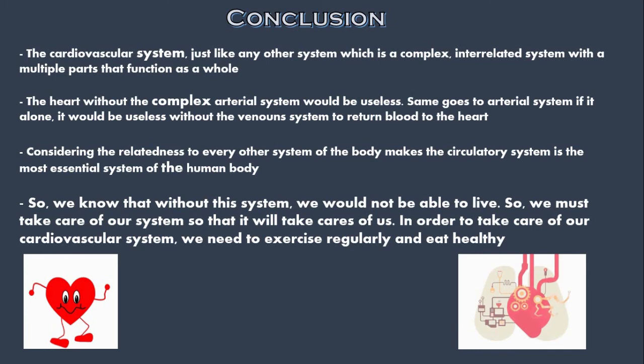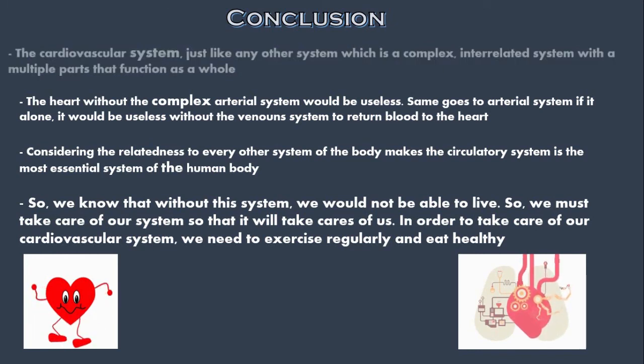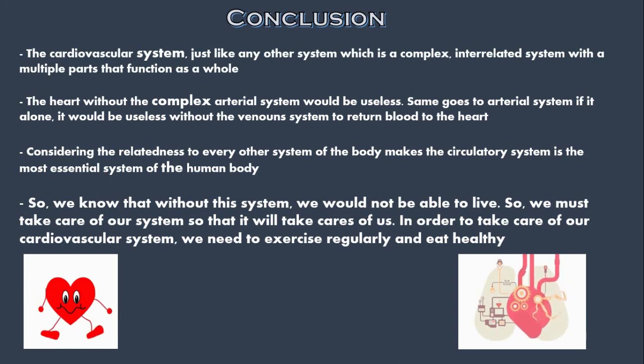So we are at our conclusion. As we know, the cardiovascular system, just like any other system, is a complex interrelated system with multiple parts that function as a whole. The heart without the complex arterial system would be useless. The same goes for the arterial system. Alone, it would be useless without the vein system to return blood to the heart. Considering its relatedness to every other system of the body makes the circulatory system the most essential system of the human body.